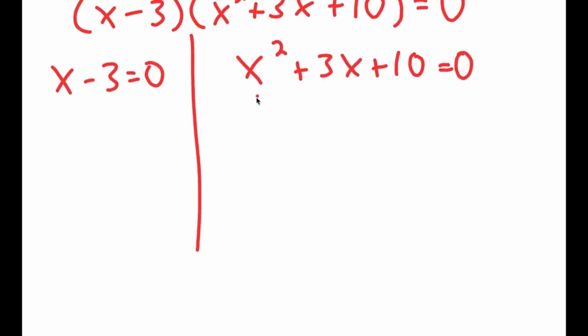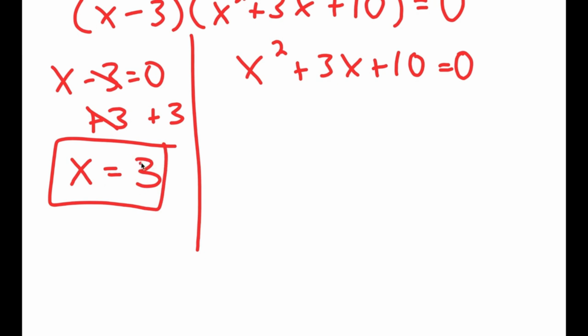So for x minus 3 equals 0, this is fairly simple. All I have to do is add 3 on both sides. So then these two cancel out, and I get x is equal to 3. So this is one solution of x. Now, for x squared plus 3x plus 10 is equal to 0, this is a quadratic equation, meaning I can use the quadratic formula to solve this.